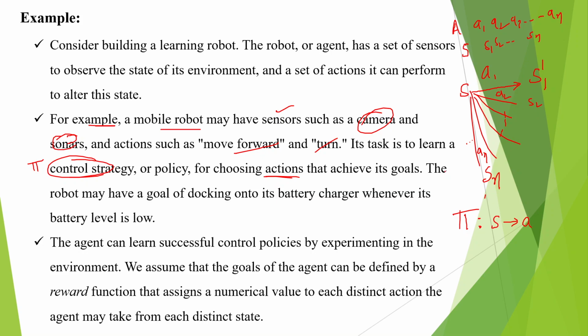Okay, let us take an example here. The robot may have a goal of docking onto its battery charger whenever the battery goes low, isn't it? Suppose the robot is moving in the environment, and there should be some battery. All the robots we know are battery operated, isn't it? So if the battery goes below, say, 5%, then immediately the robot has to charge itself. So it has to dock, in the sense, go to the docking station. For every robot a kind of docking station will be there.